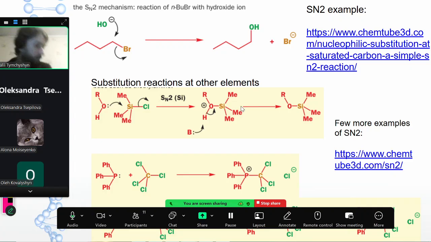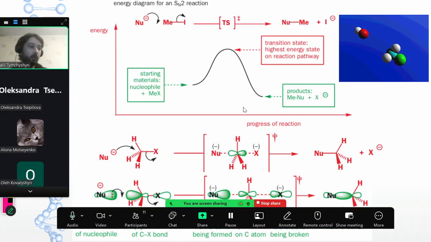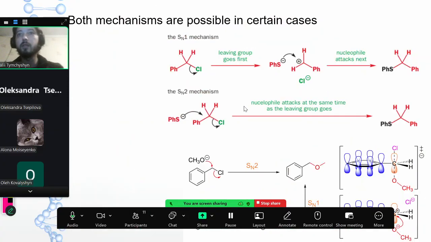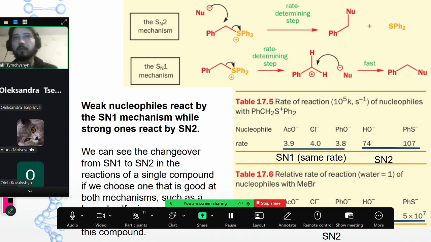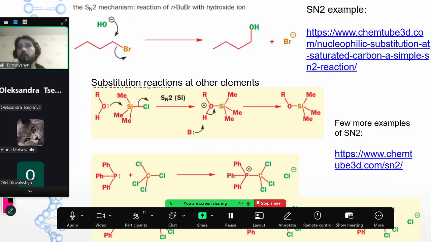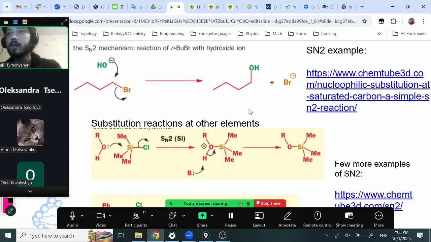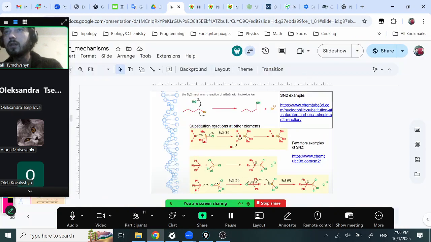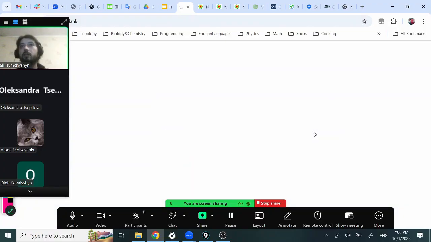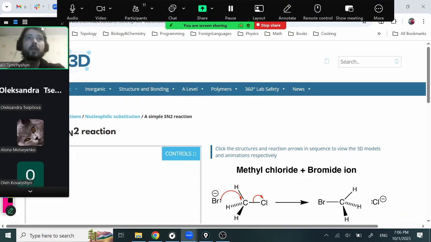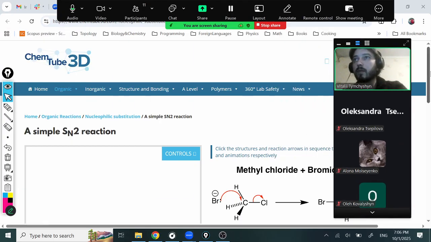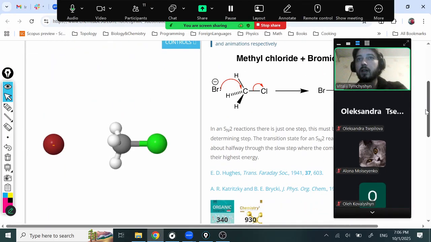Okay, let me check. What do we have? Okay, we have something like 15 minutes. I want to show you some nice mechanism. Let's check this one. Let me show you some nice pictures.